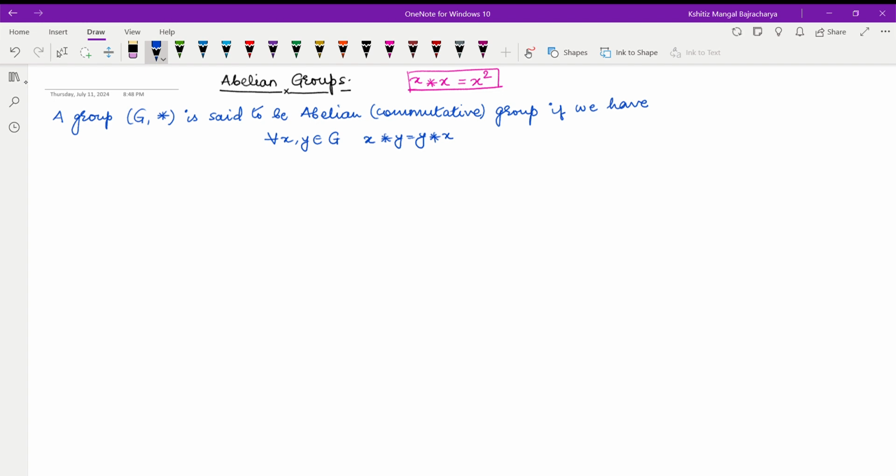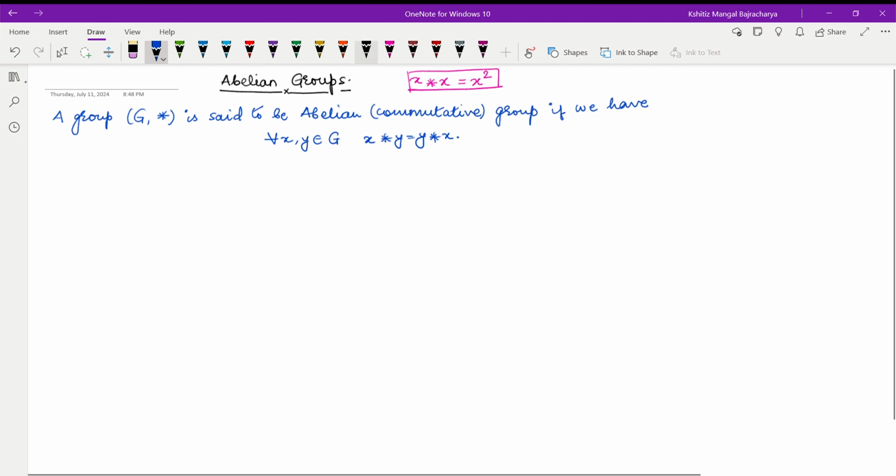Now, if you remember, the commutative property is not a necessary condition for the algebraic structure G star to form a group. But to form an abelian group, it's necessary. Not every group is an abelian group. We'll discuss plenty of examples in later videos. Let's just stick to abelian groups right now. This is the definition.